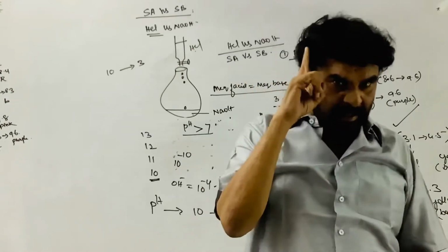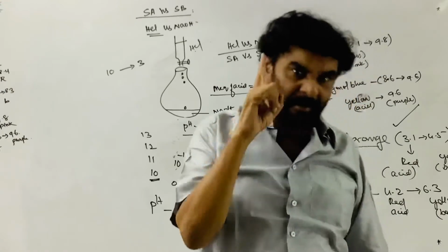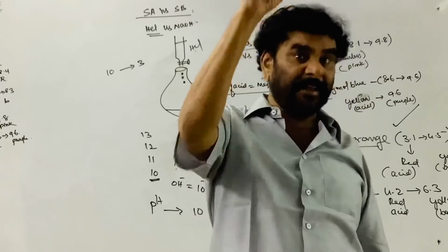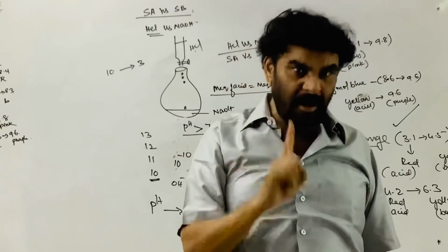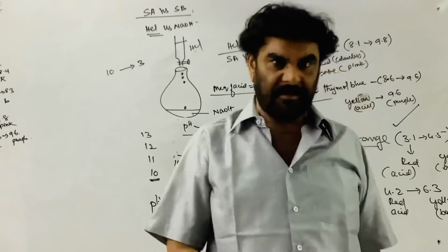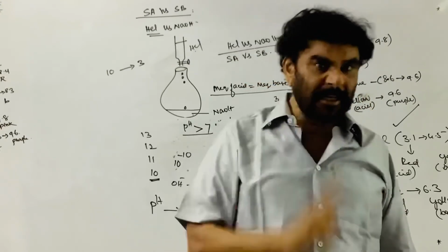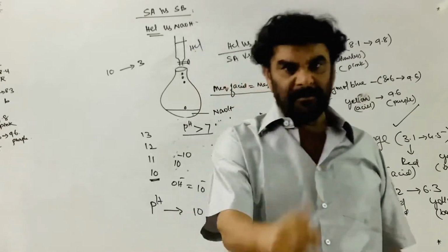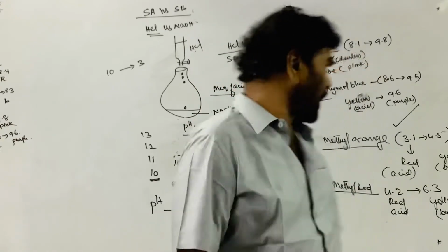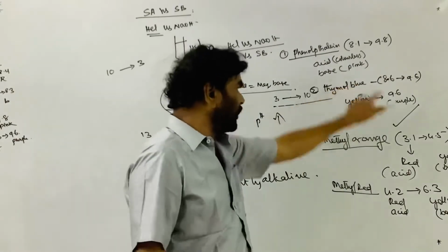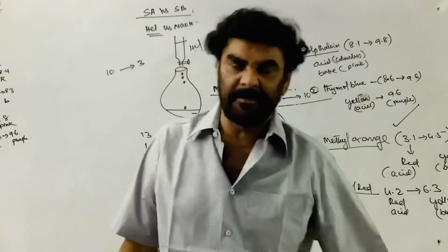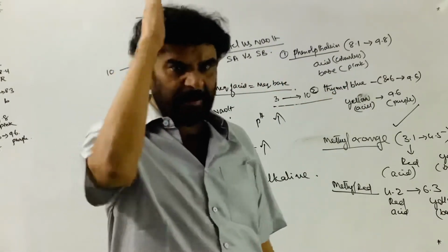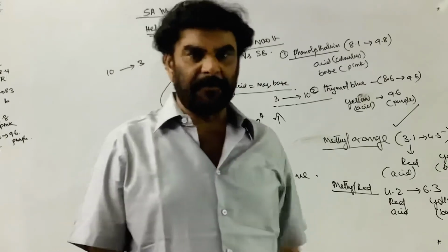If sodium hydroxide, the strong base, is the titrant in the burette and strong acid is in the conical flask, then ultimately the solution becomes alkaline. Phenolphthalein and bromothymol blue are the right indicators. Normally the common indicator is phenolphthalein.